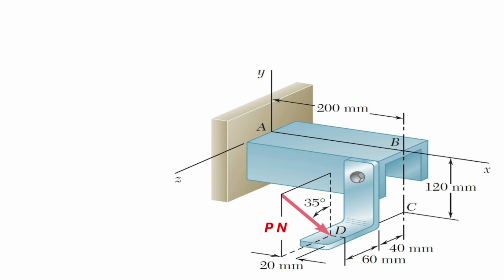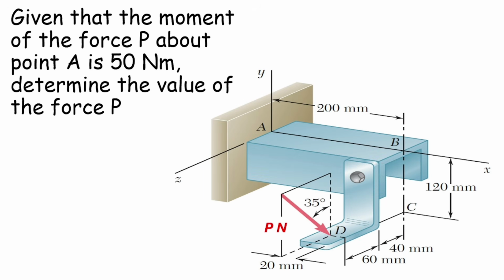However, the question can come in other forms. For instance, we can be given the moment of the force P about point A to be 50 Newton meters and asked to determine the force P. So this is just the reverse of the other question. The first one, we're given the force and asked to look for the moment about A. In this case, we're given the moment and asked to determine the force. It is the same procedure.